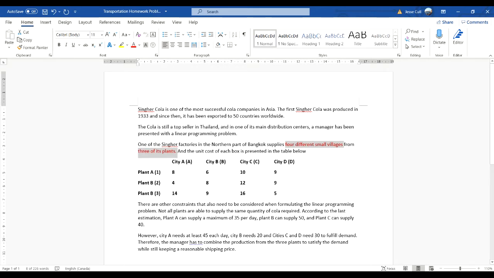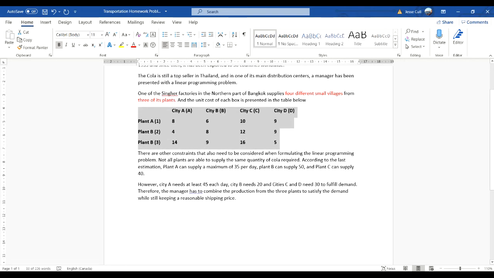And the unit cost of each box is presented in the table below. So here we have our unit cost, just like we saw in the question I did yesterday. So now we have 3 key pieces of information. 4 different small villages, 3 of its plants. Plant A, B, C, city A, B, C, and D. And we have the shipping costs for each of those.